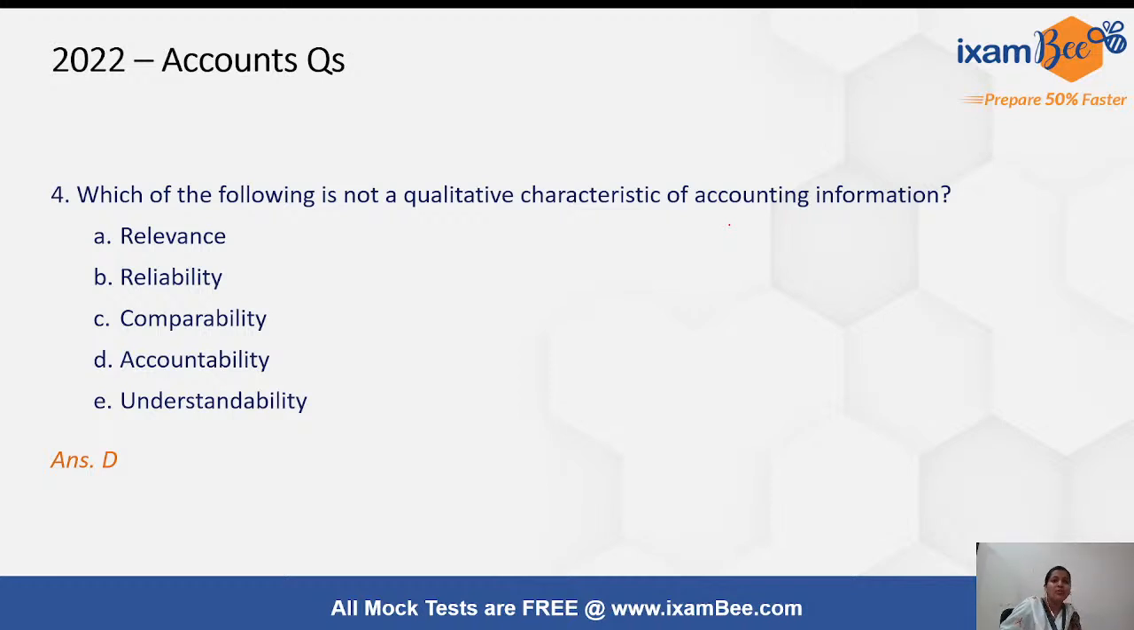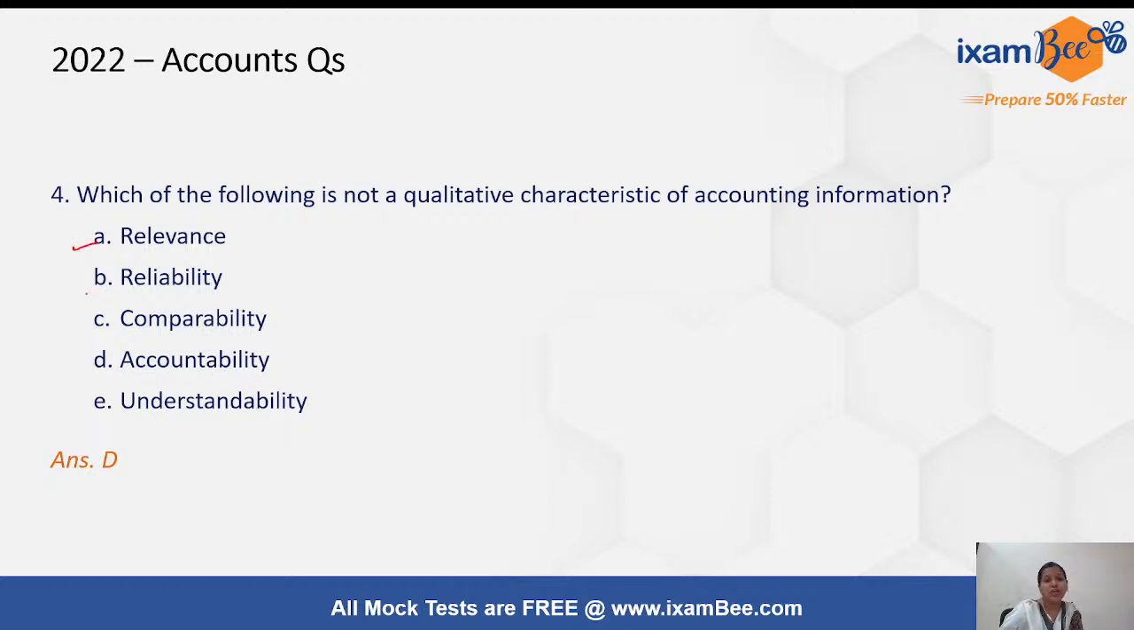Now this was a simple conceptual question related to the first aspect, understanding accounting information. Accounting information is information that gives details about the accounts or the financials of a company. So if anybody is giving me that information, what type of information should it be? It should be relevant, right? So that is the correct part.